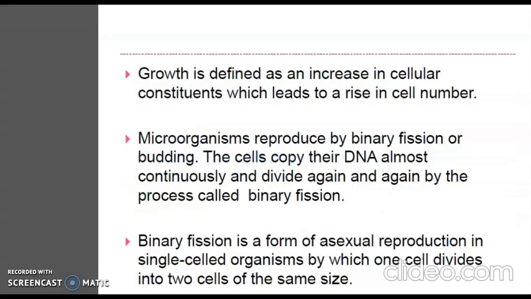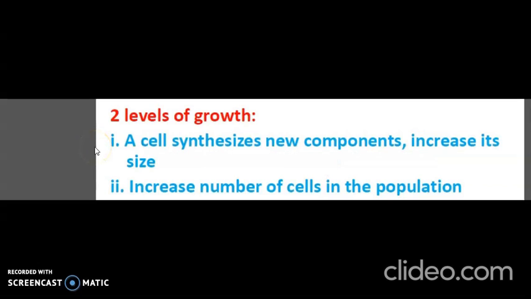Growth is defined as an increase in cellular constituents which leads to a rise in cell number. Microorganisms reproduce by binary fission or budding. The cells copy their DNA almost continuously and divide again and again by the process called binary fission. Binary fission is a form of asexual reproduction in single-celled organisms by which one cell divides into two cells of the same size. There are two levels of growth.